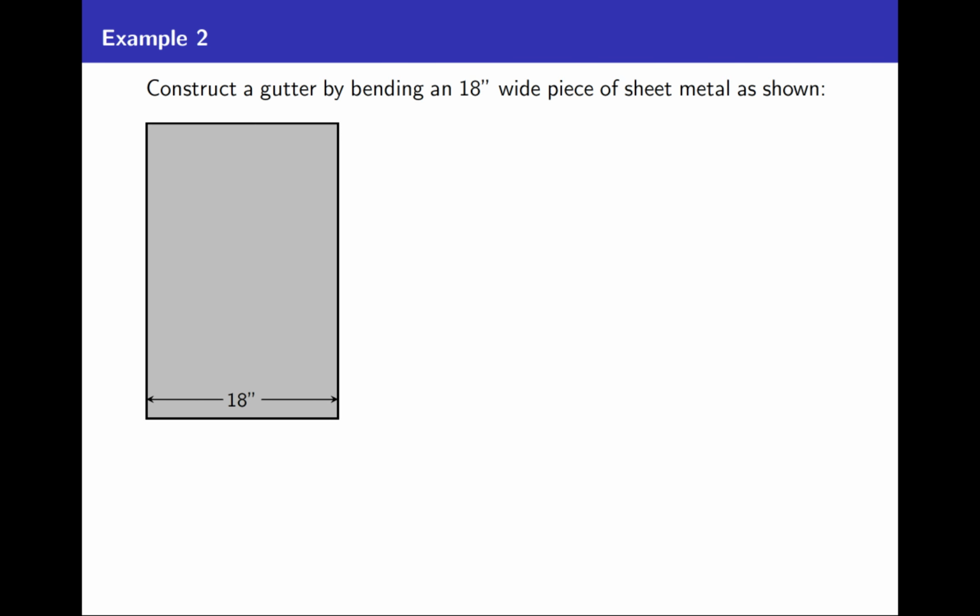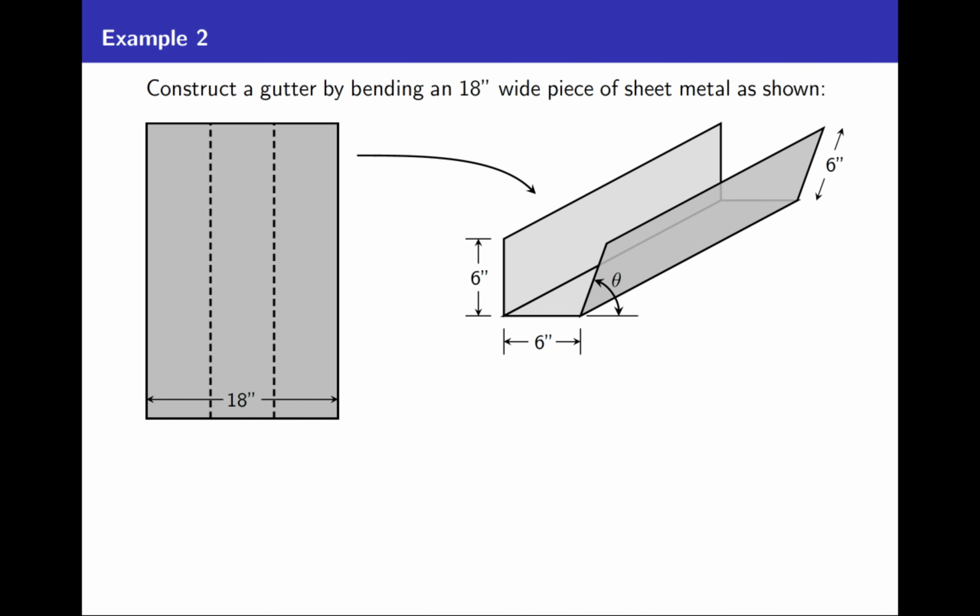In this example, let's say you have a rectangular piece of sheet metal that's 18 inches wide, and you're going to construct a gutter from this piece of sheet metal by bending it in the following way. First of all, you're going to divide it into 3 equal strips that are each 6 inches wide, and you're going to bend along the dotted lines, as indicated here. And you're going to form a gutter.